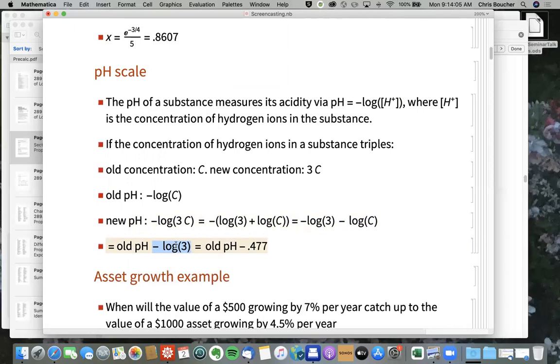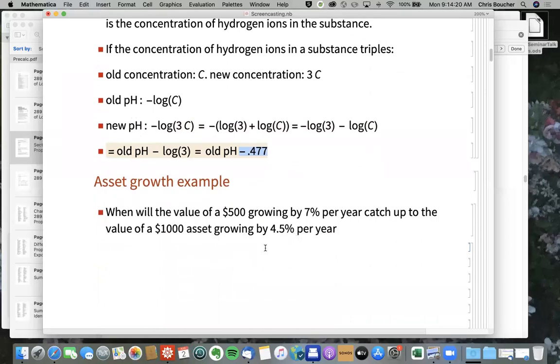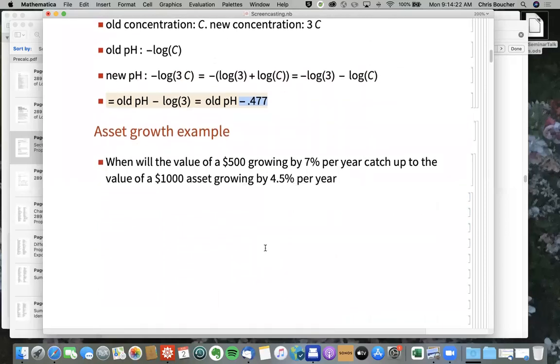And if you do log 3 on the calculator, it comes out to 0.477. So the way the pH changes here is it goes down by 0.477, right? The new pH is the old pH minus 0.477. All right, another example involving phenomena that we've kind of seen before.